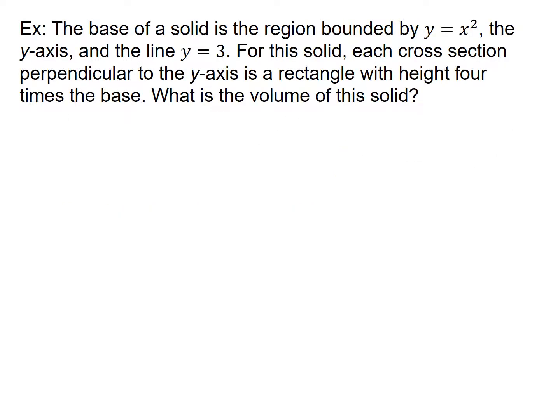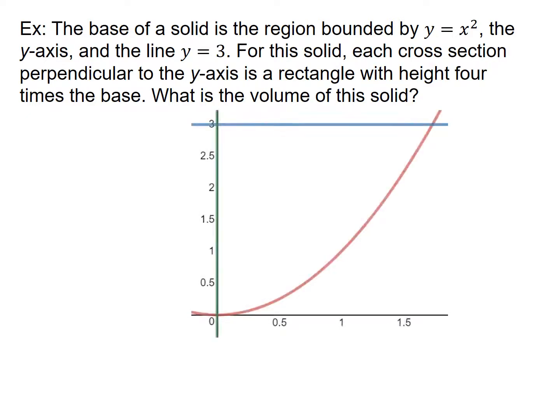We'll take a look at another example. We have the base of a solid is the region bounded by y equals x squared, the y-axis, and the line y equals 3. And for this solid, each cross-section perpendicular to the y-axis is a rectangle with height 4 times the base. We want to find the volume. Now notice here, these cross-sections are now perpendicular to the y-axis, not perpendicular to the x-axis. So let's see how that changes things.